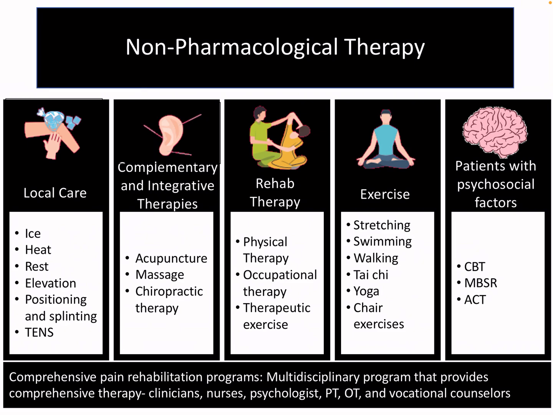Psychologically speaking, there are a couple different types of therapies that can be used, including cognitive behavioral therapy, mindfulness-based stress reduction therapy, and acceptance and commitment therapy that have all been shown to help patients with their acute or chronic pain. In chronic pain specifically, there are these comprehensive pain rehabilitation programs that provide a multidisciplinary approach to patients' pain and try to provide comprehensive therapy. This would include clinicians, nurses, psychologists, physical therapy, occupational therapy, and even vocational counselors.